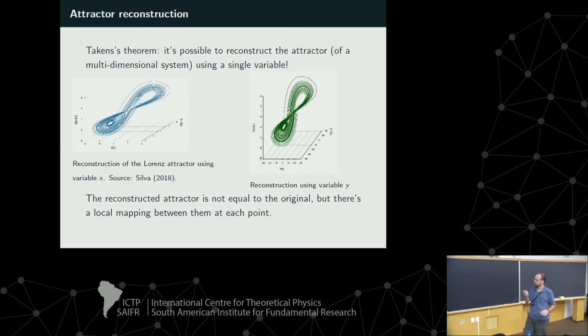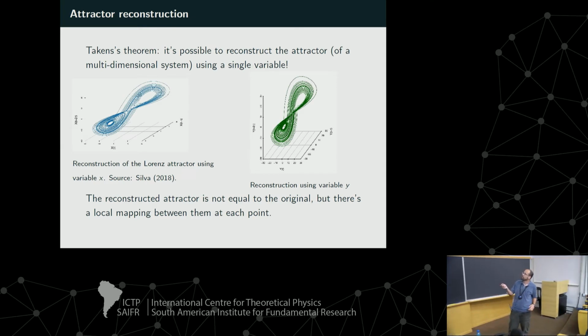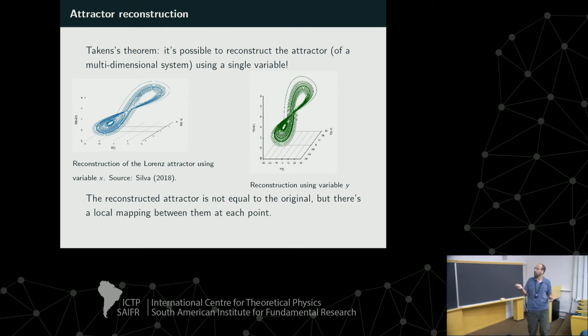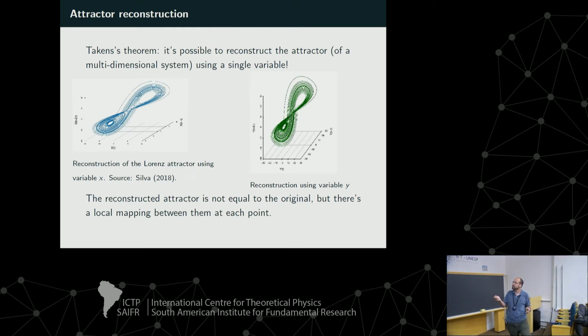you take X, for instance, and you plot X of t versus X of t minus tau versus X of t minus 2 tau versus, if you want more, X of t minus 3 tau and so on, right? How many of these X's you need, I don't know, okay? But if you plot enough of these, you have something that can be mapped to the original attractor with all the variables you had in the full system. So this is the essence.